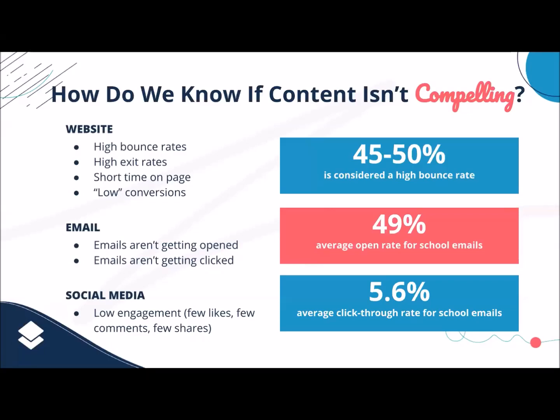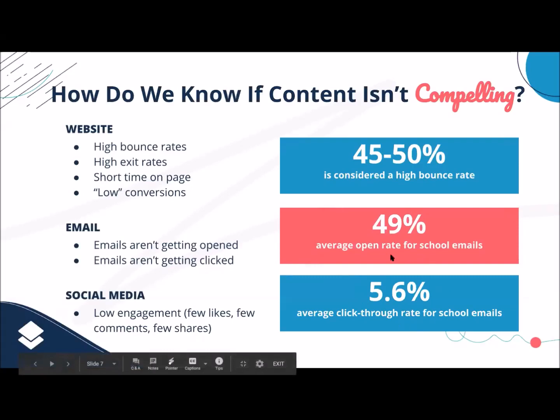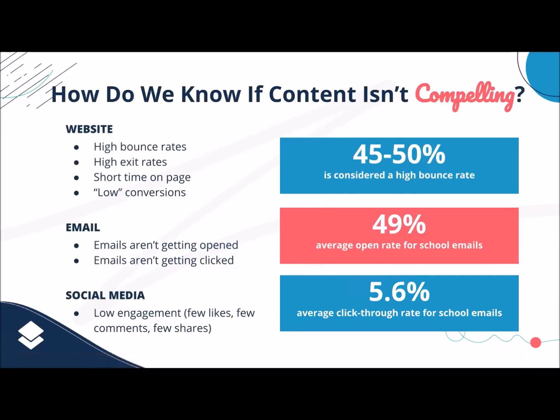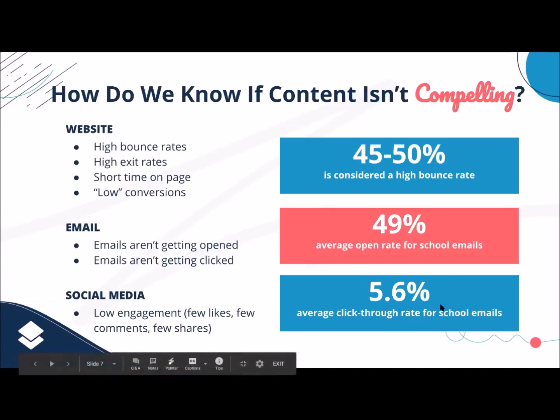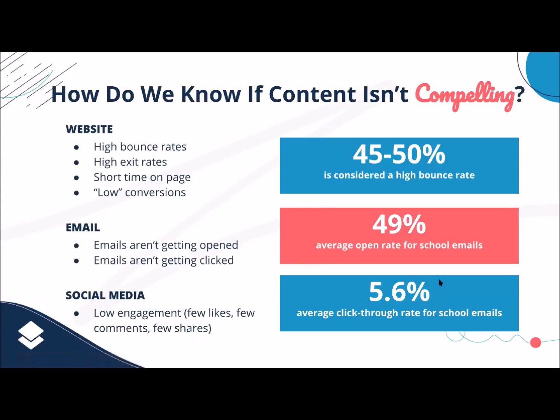45 to 50% is considered a high bounce rate. 49% is the average open rate for school emails, and 5.6 is the average click-through rate for school emails. So that's one of those things where it's also important to keep a realistic view on what you're doing. If your click rate is 5% and you move it to 7%, that's a better than average rate. So also figuring out what success looks like is important.